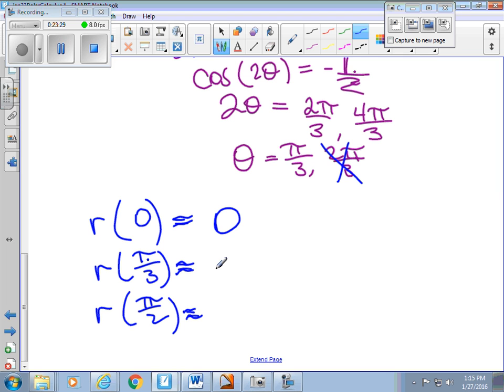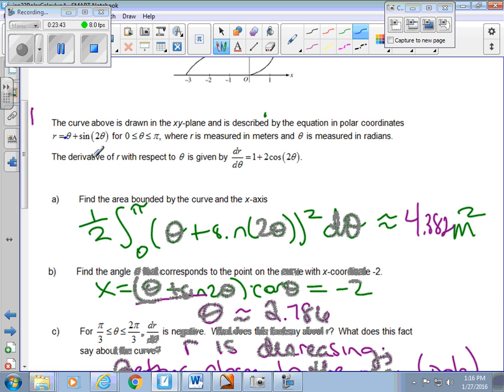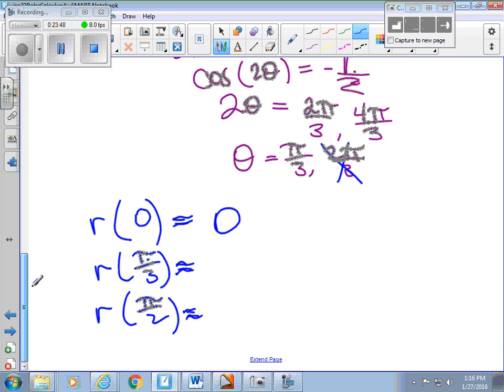What do I get for pi over... Someone, I think Kit's doing pi over 3. Someone else do pi over 2 for me. It was 2 square root of 3 plus 1. Pi over 3 plus sine of 2 pi over 3. Make my calculator do all the work. Pi over 3. So you said, Joseph, 1.9 what? 9. And what about pi over 2?